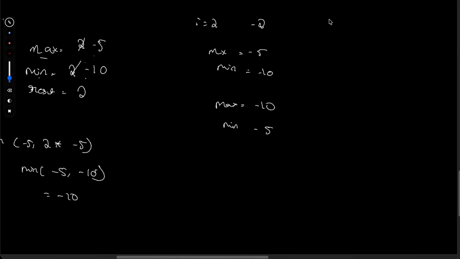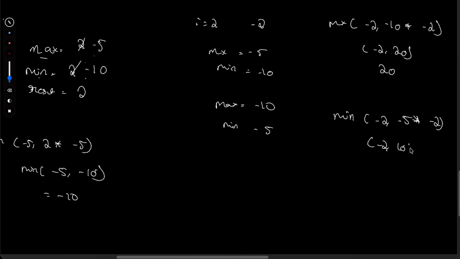Okay, now let's update max. Max of negative 2 and negative 10 times negative 2, so max of negative 2 and 20, so it is 20. Now max becomes 20 and min: min of negative 2 and negative 5 times negative 2, so min of negative 2 and 10, so it is negative 2. Now max is 20 and min is negative 2. Now let's update the result. Max of 2 and 20 is 20, so the answer is 20. Okay, now result is 20.